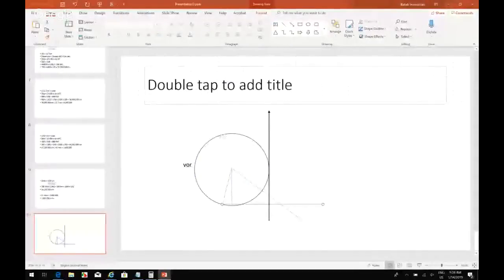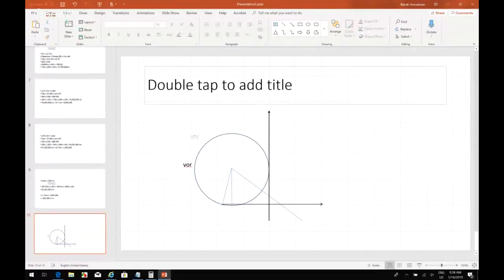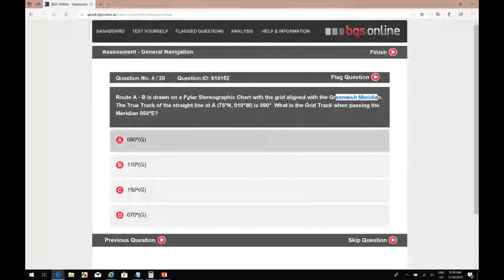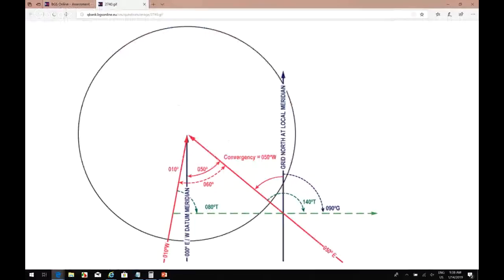if we're going in sort of easterly direction, the grid track would be something like 90 degrees, right? That and that. So this track here, something like 90. That's about 90 degrees, isn't it? Let's say 90. Yep, that's right. 90 degrees.